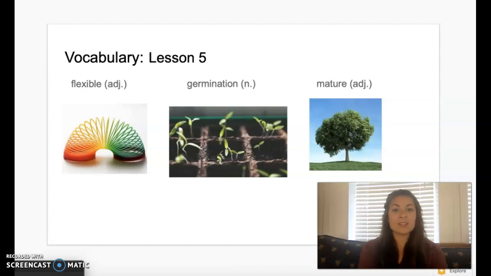Hi, second grade friends. Today's story is from Knowledge 6, Lesson 5, called The Life Cycle of a Tree. Before I begin our story, I'm going to introduce you to our vocabulary words.